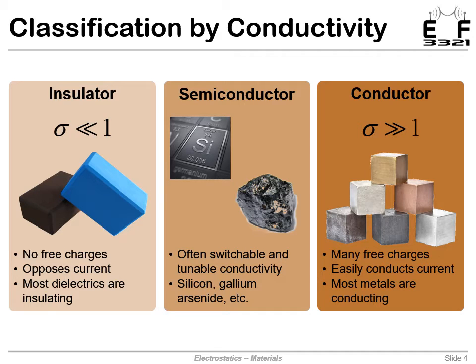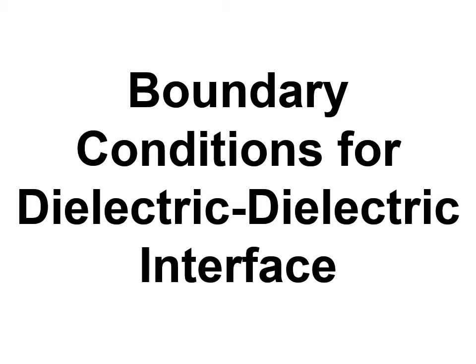Then there are materials in between the two that we call semiconductors. Some of these are switchable, like silicon. We make computer chips and transistors, and we can switch and tune so we can make the conductivity high or low. And so it's not really fair to call these insulating or conducting when they can do a little bit of both. So these are the broad categories. In this class, we don't really talk about the semiconductors. We just approximate something either as a perfect insulator or a perfect conductor. On to the boundary conditions, and here we're talking about a dielectric-dielectric interface, so no conductivity here.